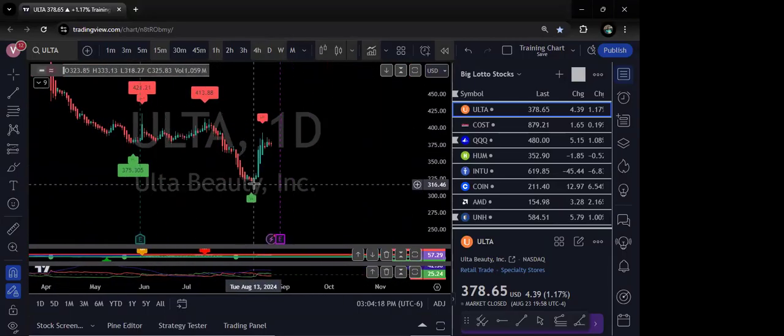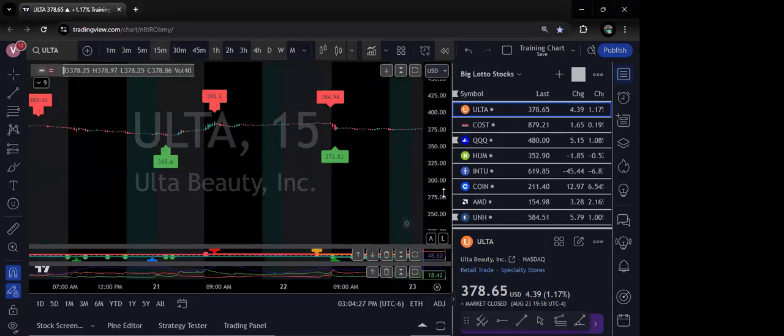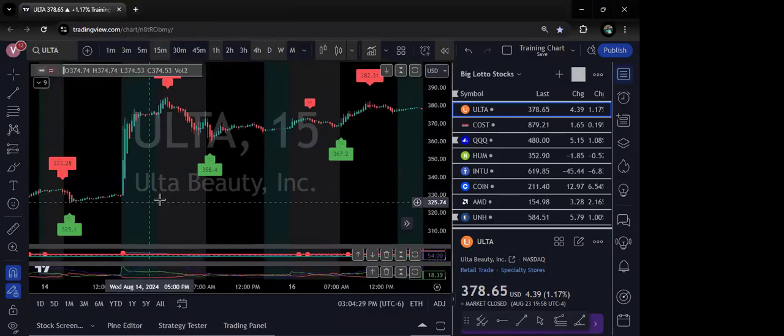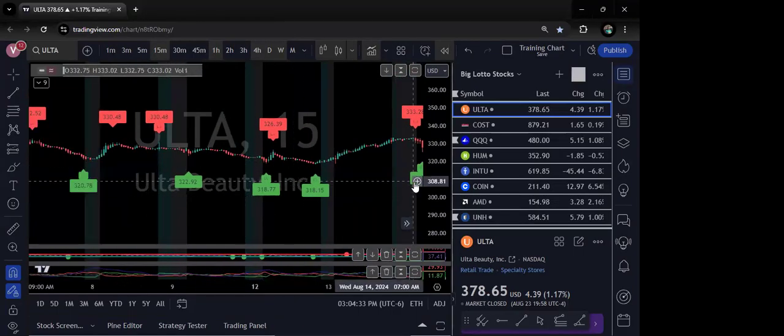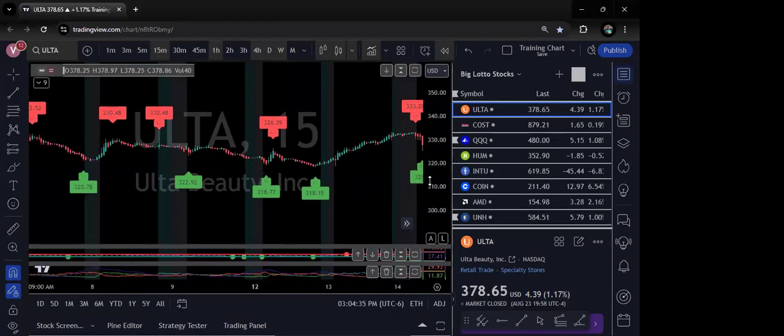Okay, so this is Tuesday, the 13th, when it hit 318. This is Alta. You can see from 318 went all the way. Okay, so you can't miss these moves because you know this stock is hitting 52-week low. It should be a stock you're looking at every day.